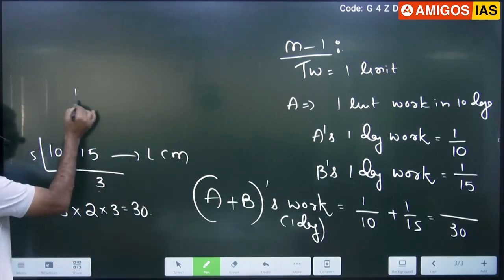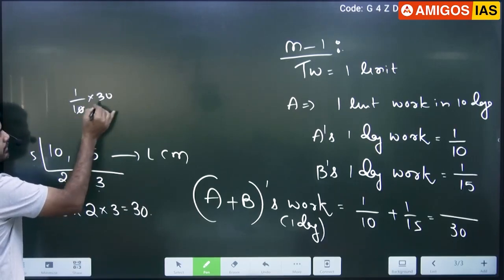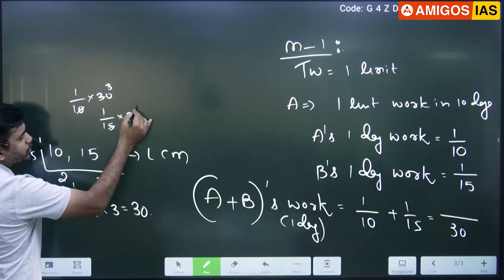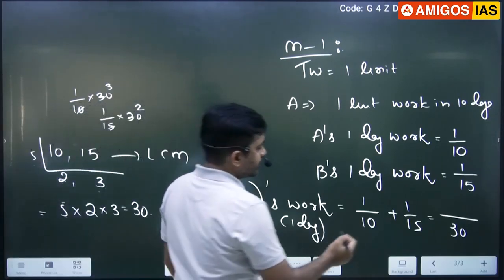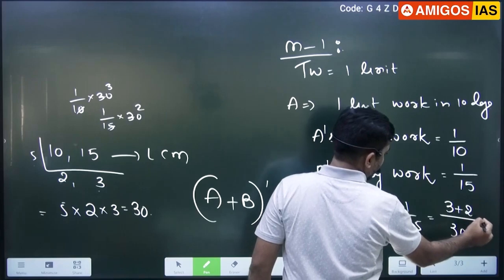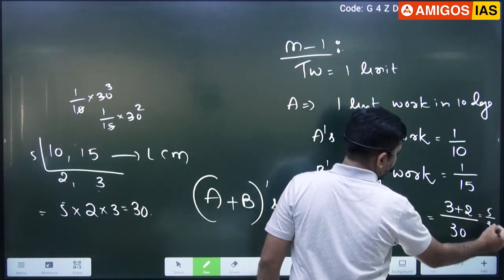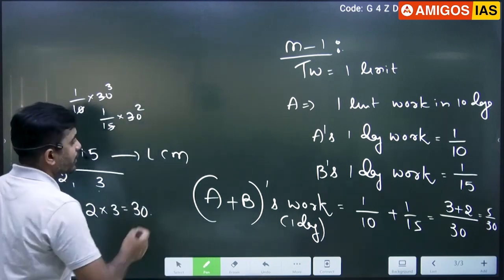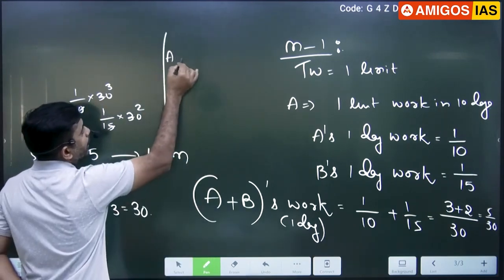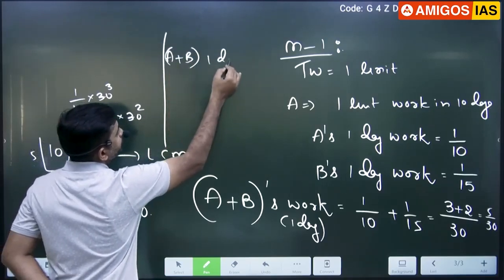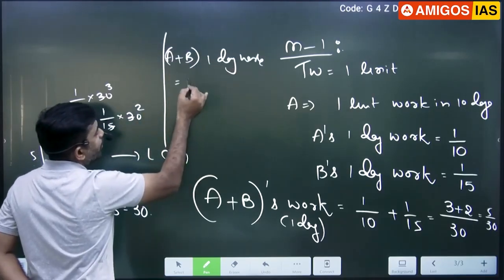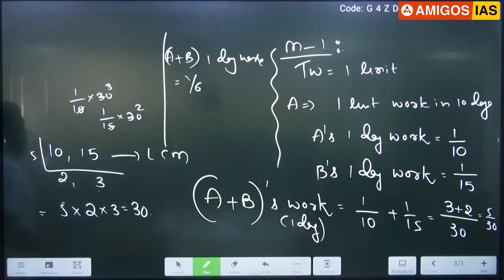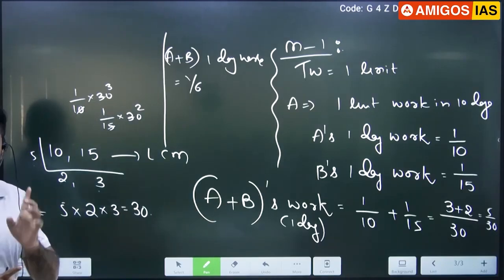First fraction, 1/10 of 30, it is 3 times. Second fraction, 1 by 15 of 30, it is 2 times. So total it is 3 plus 2, means 5 by 30. What is the 5 by 30 fraction? A and B are doing 1/6 of the work in a day. They'll complete 1 by 6th work in 1 day.